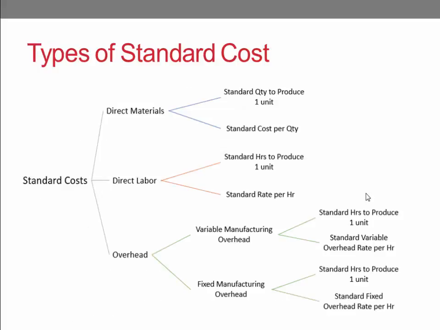So this is just an image of the types of standard costs. As I said, there are three types: direct materials costs, direct labor, and overhead costs. And then overhead is broken down into variable manufacturing overhead and fixed manufacturing overhead. Each of those standard costs is essentially calculated by taking a standard quantity and multiplying it by a standard cost per that quantity. You can see that that's pretty obvious in direct materials. In direct labor, the quantity is hours, the cost is the rate per hour, and so on and so forth.